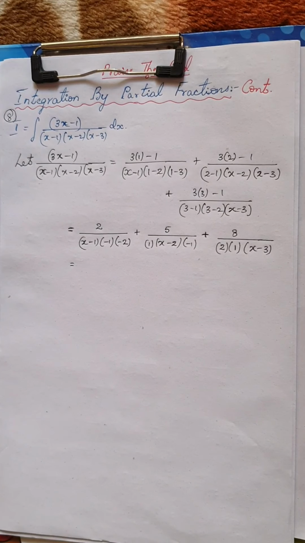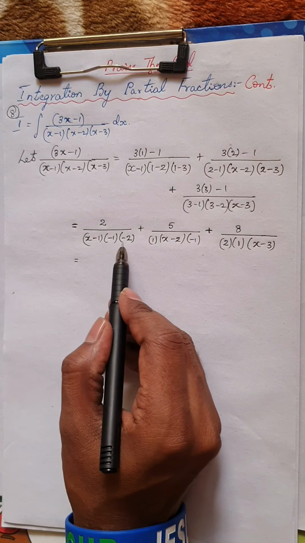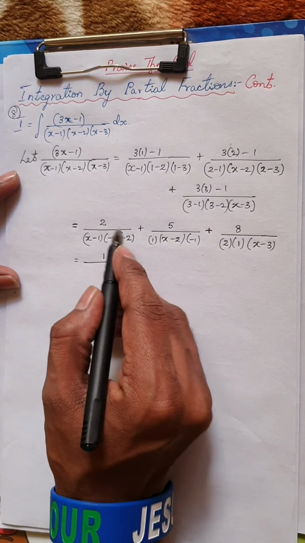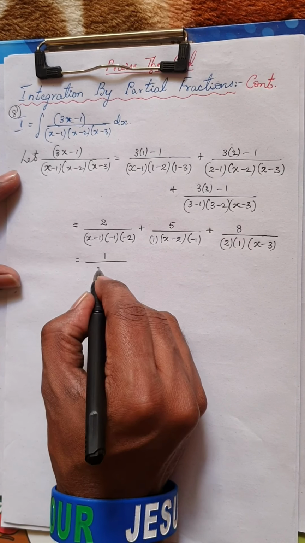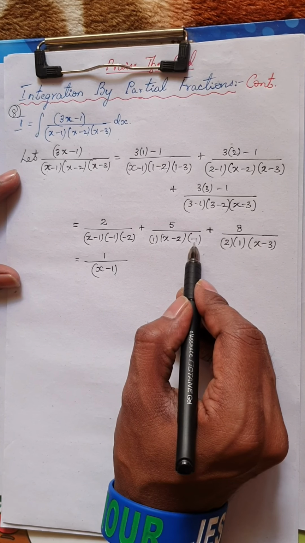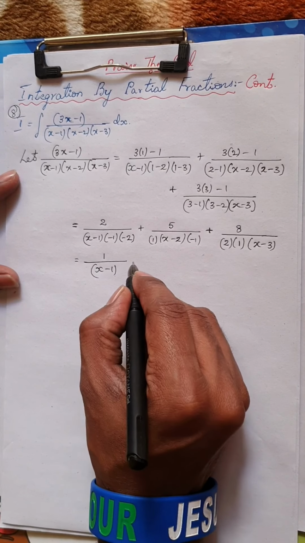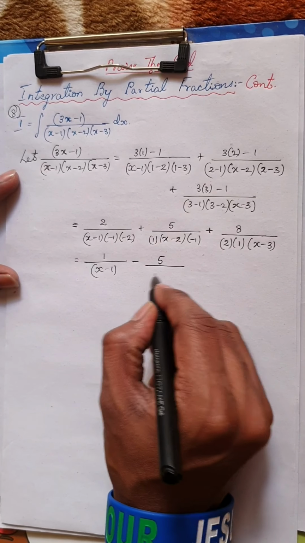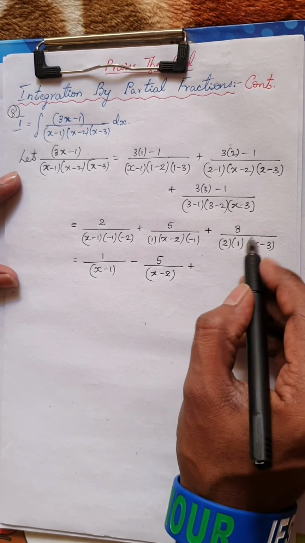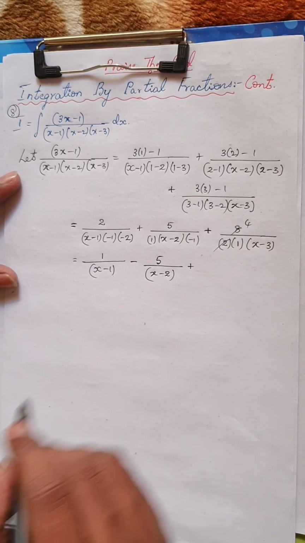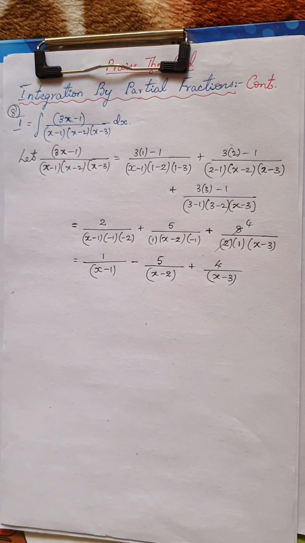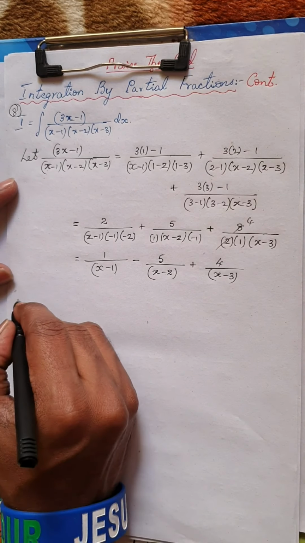Now look here, I have minus 1 into minus 2. Minus 1 into minus 2 is nothing but 2, isn't it? So if you divide it, 2 and 2 get cancelled and minus into minus becomes plus. So I will get 1 divided by x minus 1. Now I have 1 into minus 1, that is minus of 1, so I am going to take that minus here. So it is minus 5 divided by x minus 2. Now plus, remember this is 2 into 1 is 2, you can cancel here, 2 2s are 4. So it would be 4 divided by x minus 3. Is it clear?